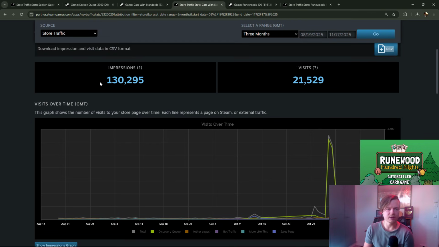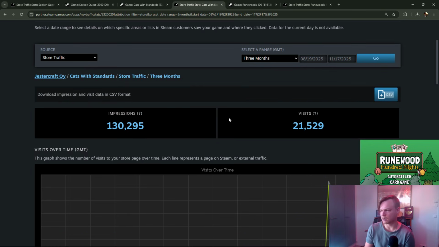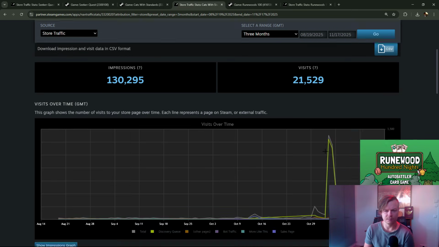But yeah, if you look at the impressions already, that's a big amount of impressions. It's been now 18 days since I released the game, but this is from 3 months. You can see the spike there. That's mostly bot traffic. Sorry, Discovery Queue was mostly here. The colors changed. The bot traffic is now gone totally. But Discovery Queue is spiking there with 3,000.